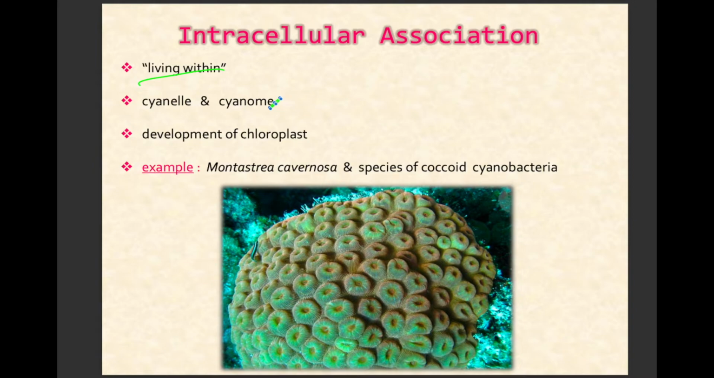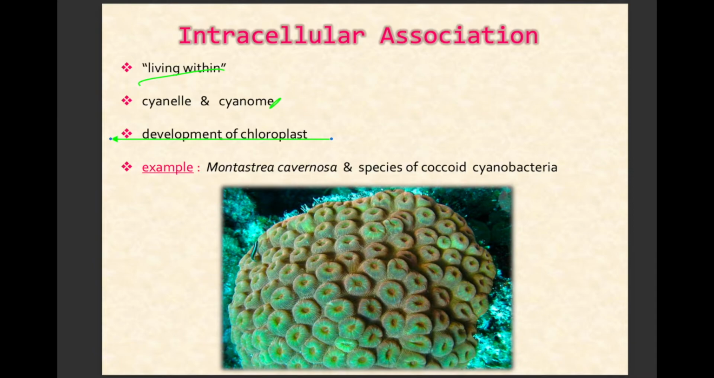And this is, needless to say, the most famous example of intracellular association that we have, that eventually led to the development of your chloroplast across different groups, across different phyla that contain the plastids that we have.